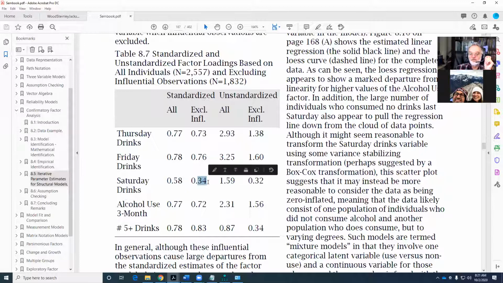The reason this loading goes down is you've got some individuals in there who are partying very hard across all 3 days. And that's not typical of a general factor of alcohol use. It might be the case that Saturday drinking is its own thing that's distinct from drinking in general or across all of the variables. Similarly, I can look at the difference between the unstandardized regression weights with and without those values.